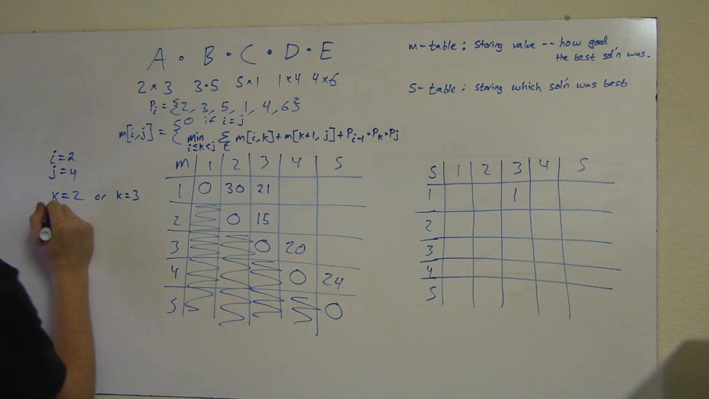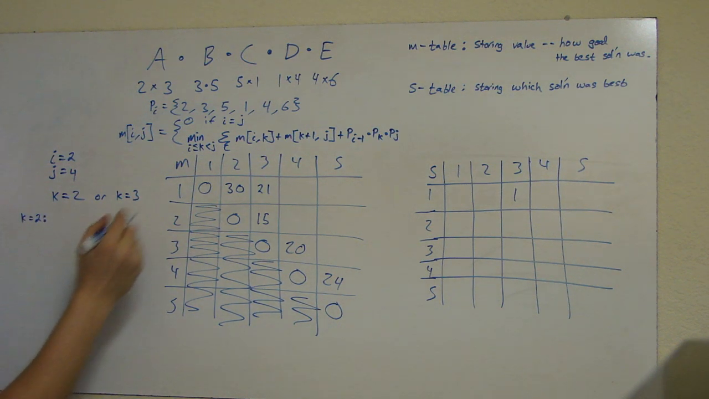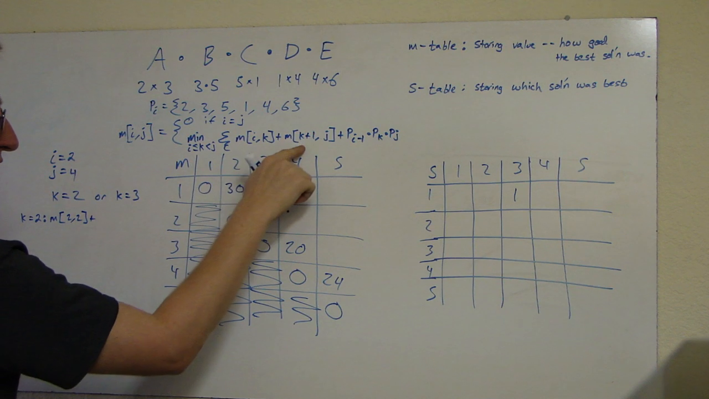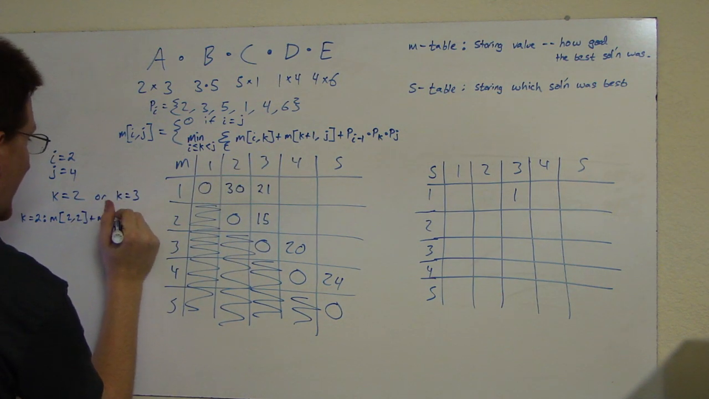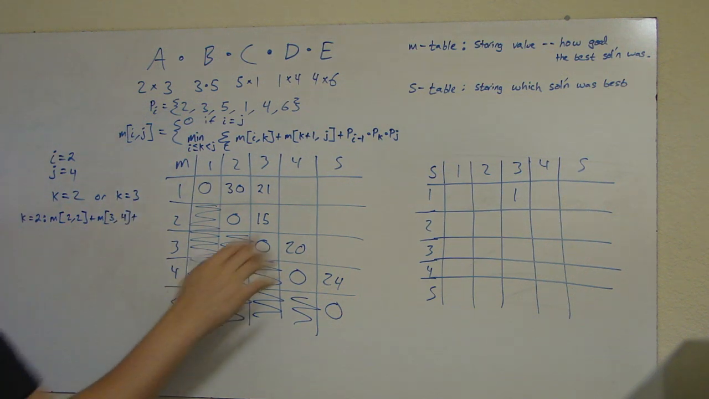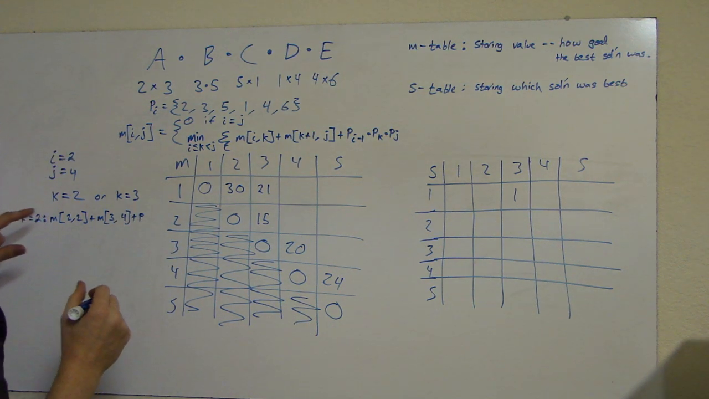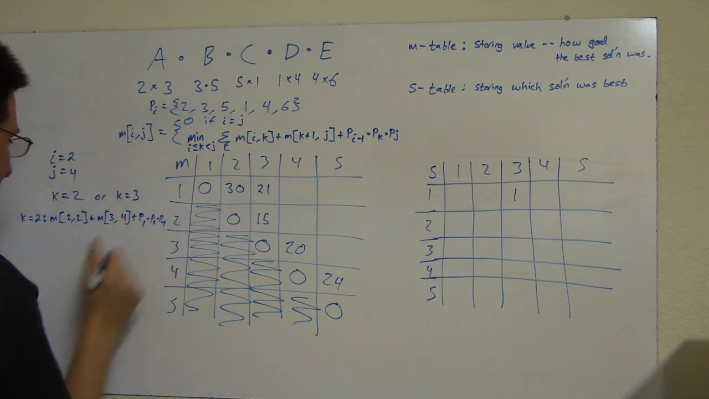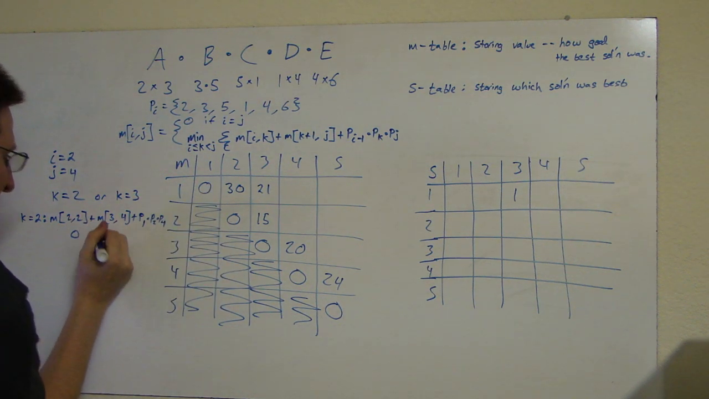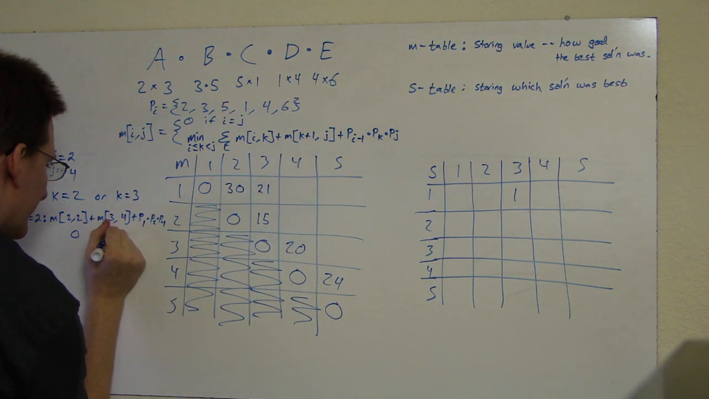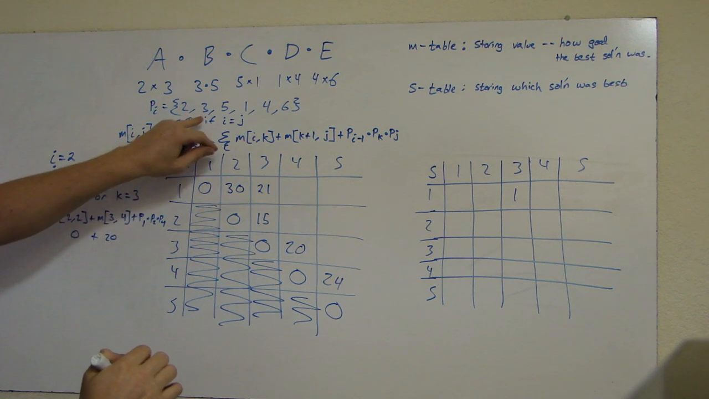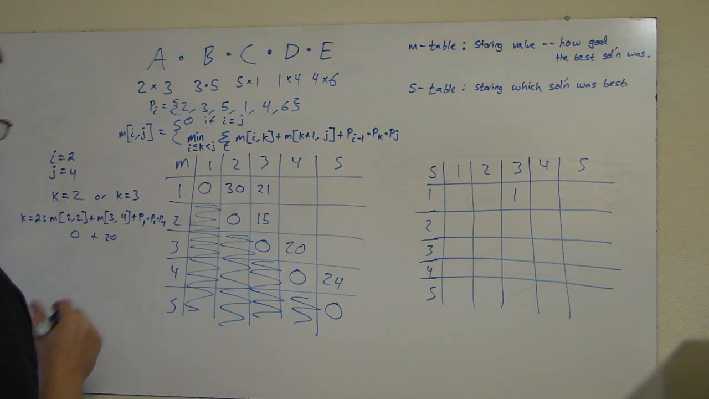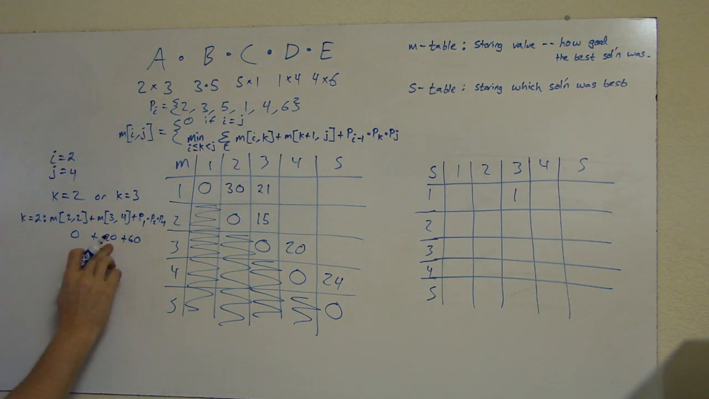So if k is 2, then we're going to look at M of 2, 2 plus M of 3, 4 plus P1 times P2 times P4. M of 2, 2 is 0. M of 3, 4 is 20. And then P1 times P2 times P4 is 3 times 5 times 4, which is 15 times 4 is 60. And then when we add these up, 0 plus 20 plus 60, we get 80.